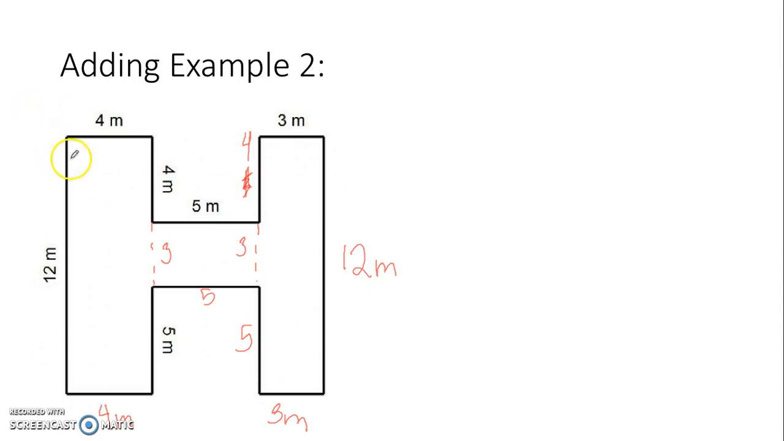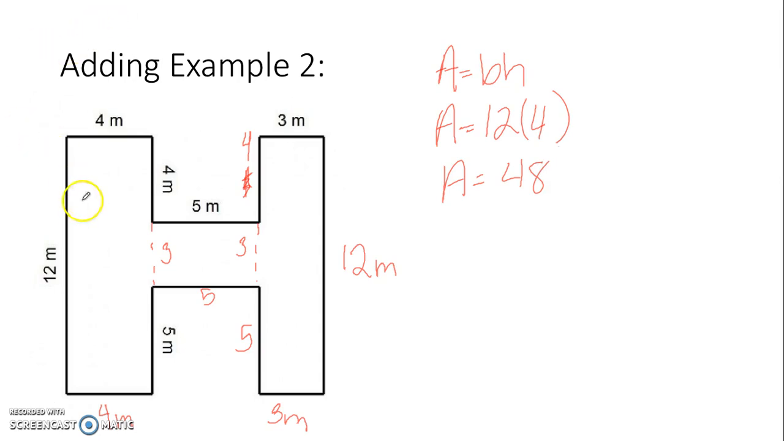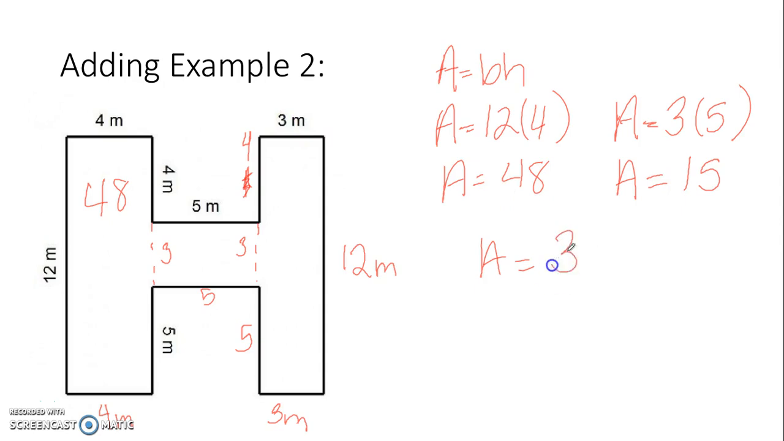Okay, now let's find the areas. For all of the rectangles we are going to use the same formula. Area equals base times height, or maybe you like length times width better. We'll do the first one: area is equal to 12 times 4, which is 48. Now the middle one: we have 3 and 5, 3 times 5, area equals 15. And last but not least, we have 3 times 12, so area equals 36.